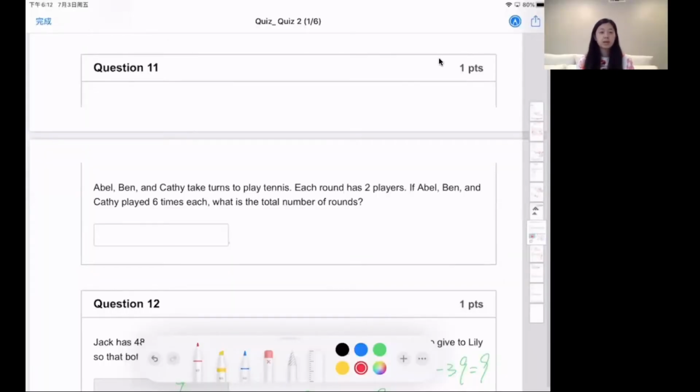Question 11. So Abel, Ben, and Kathy take turns to play tennis. Each round has 2 players. If Abel, Ben, and Kathy play 6 times each, what is the total number of rounds?